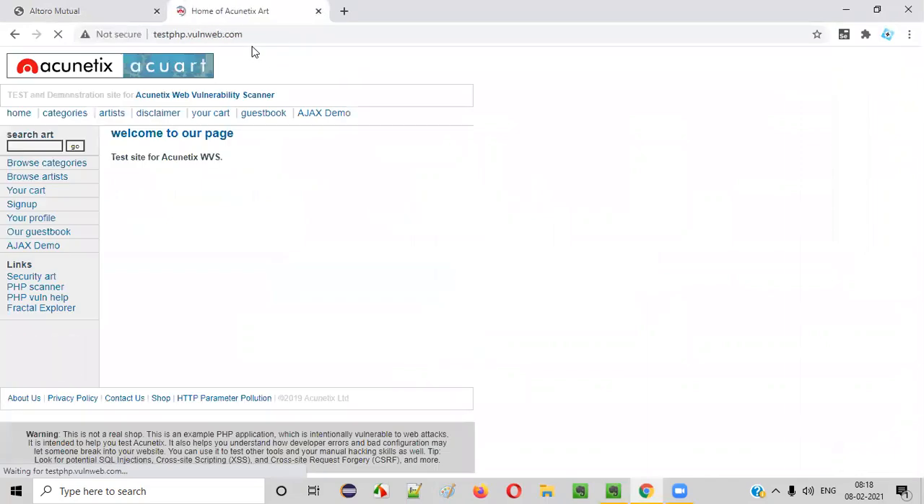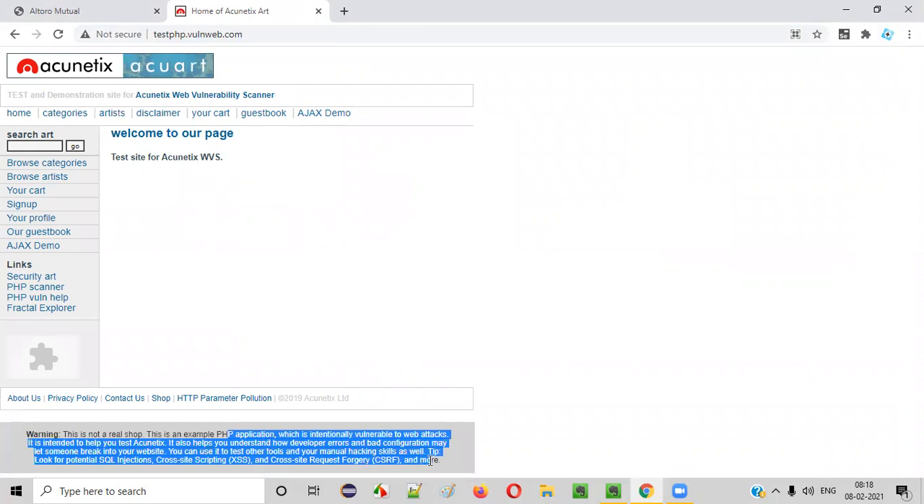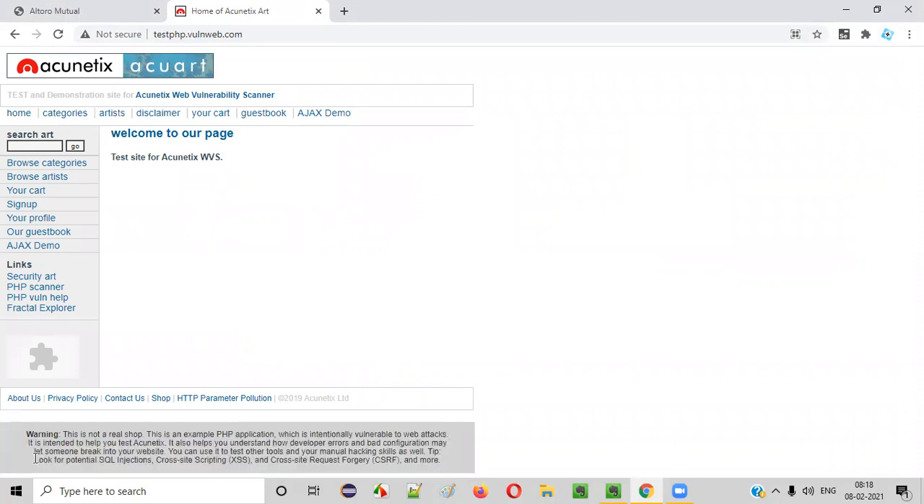testphp.vulnweb.com. This is another demo application, guys. Here also, you can practice security testing. This application is open for security testing. You see, they are openly stating that you can look for potential SQL injections and other stuff on this website. So this is another web application where you can practice.